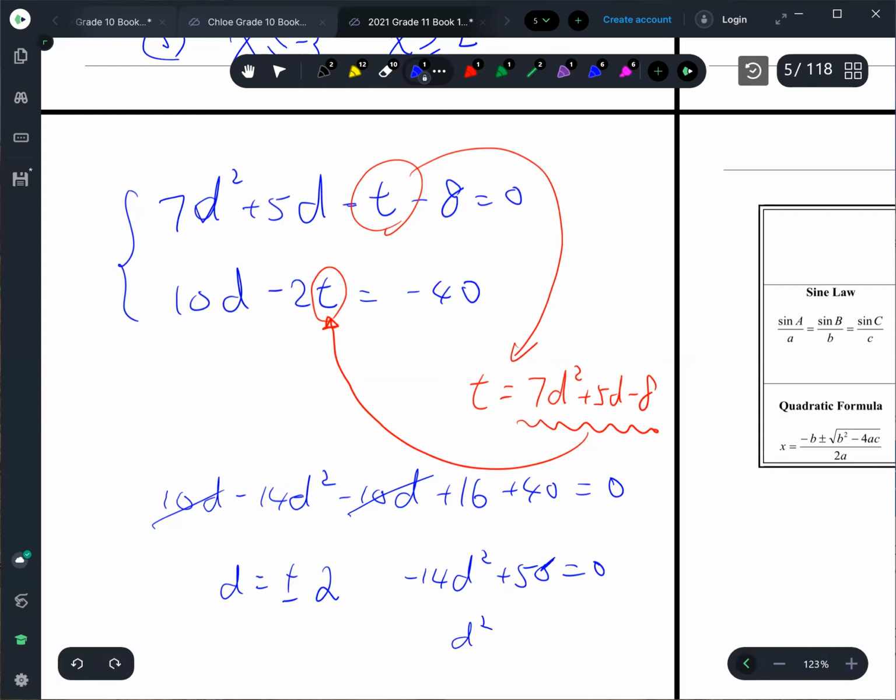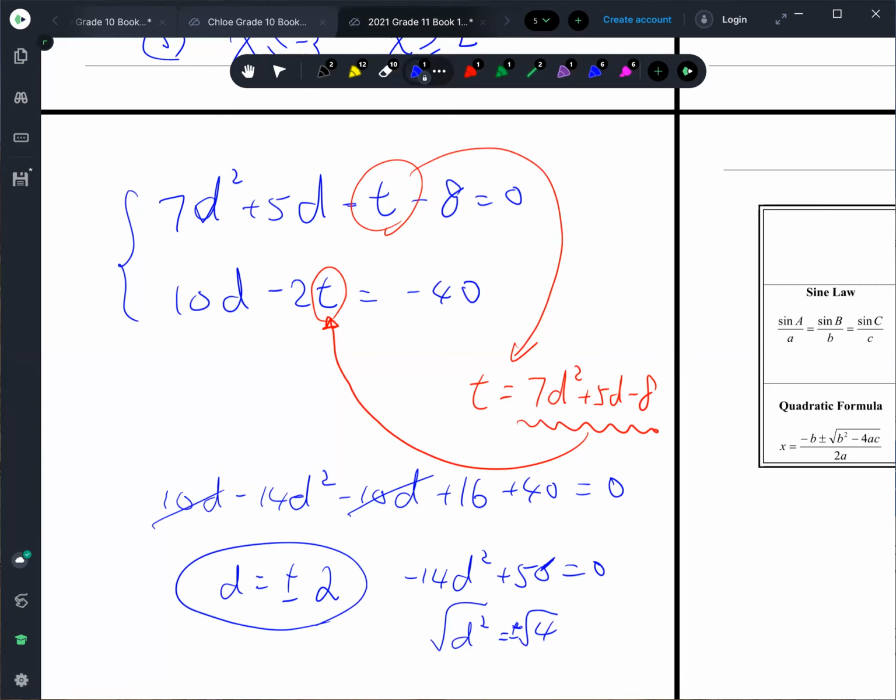So d squared equals 4. Take the square root of 4, on both sides. Then you get plus minus. Yeah, okay. Looks good.